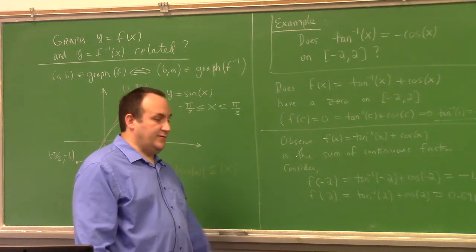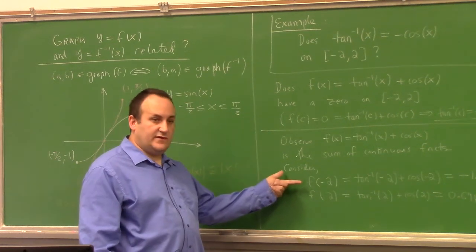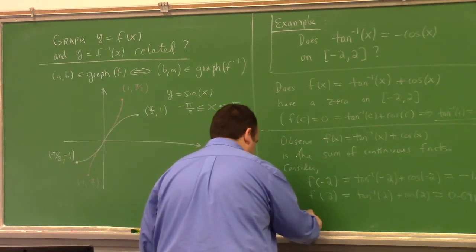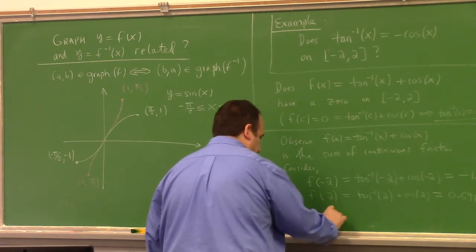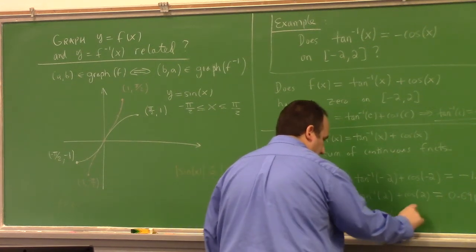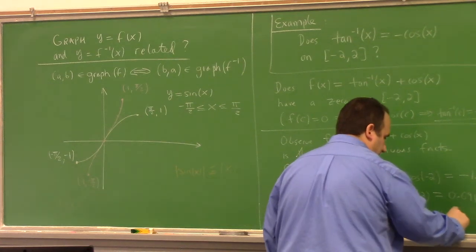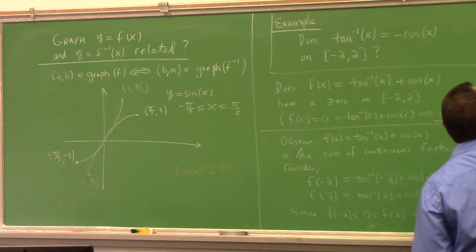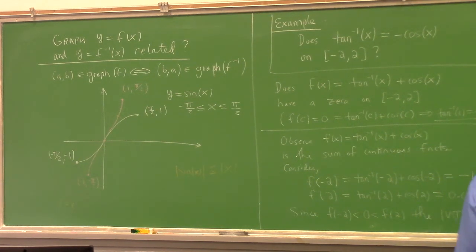Well, those are not where it's 0, but we can see that this is a continuous function. So since f of minus 2 is less than 0, which is less than f of 2, the intermediate value theorem says what? There exists a c in minus 2 to 2 such that f of c equal to 0. Hooray.